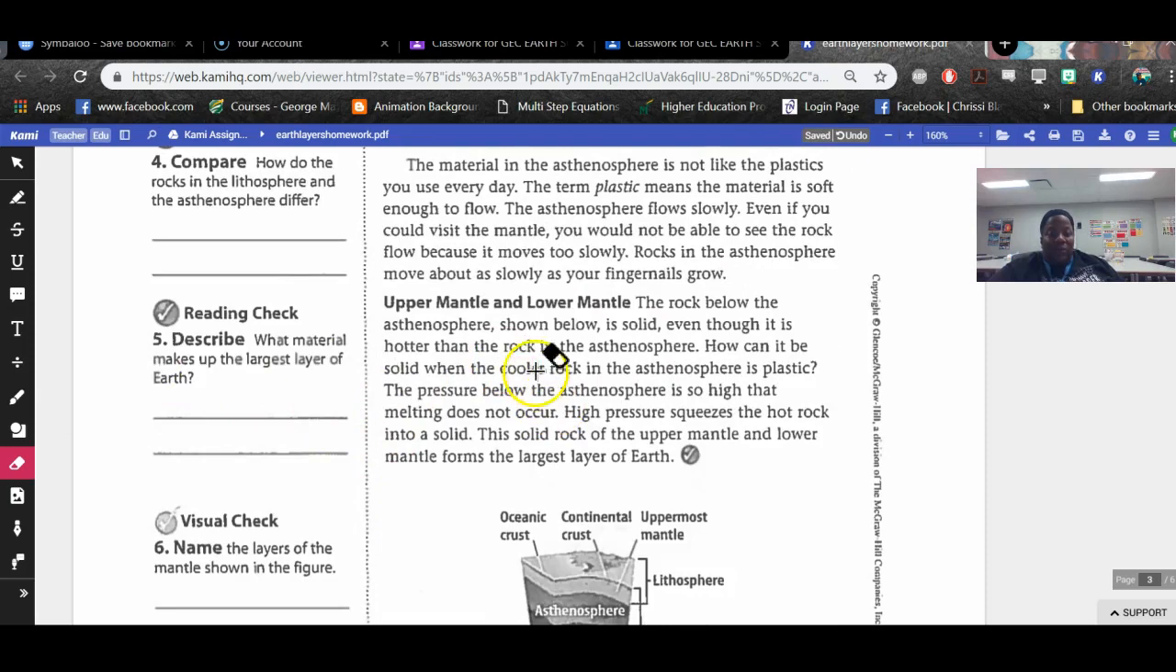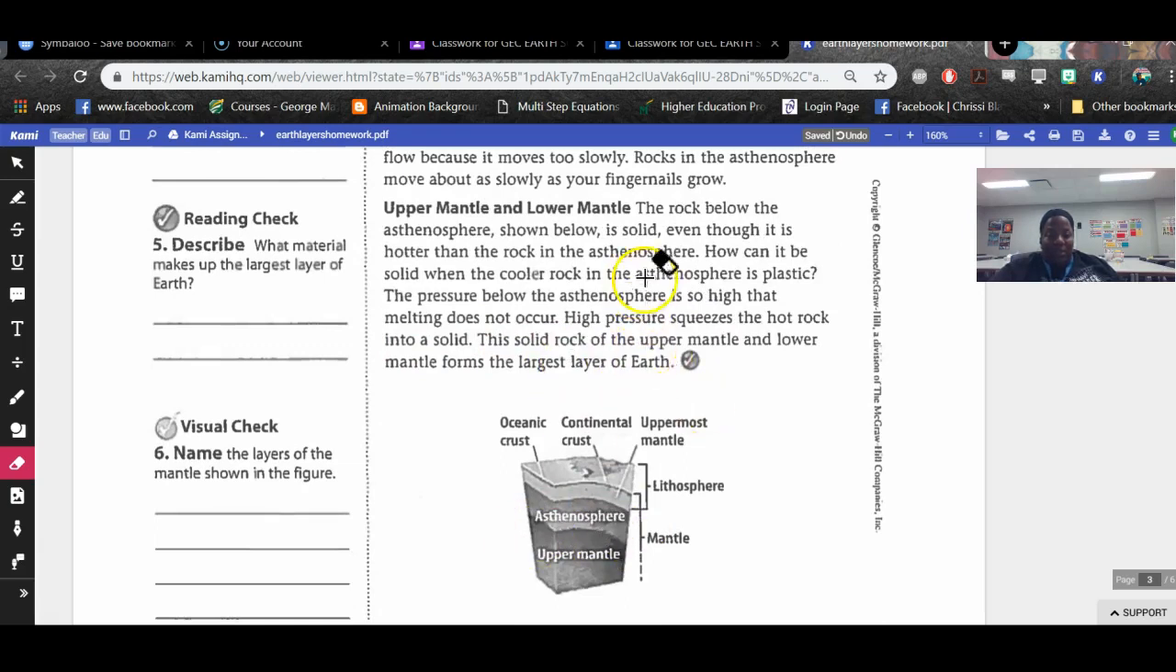Here we go. Upper mantle and the lower mantle. The rock below the asthenosphere is solid, even though it is hotter than the rocks in the asthenosphere. How can it be solid when the cooler rock in the asthenosphere is plastic? The pressure below the asthenosphere is so high that melting does not occur. High pressure squeezes the hot rocks into a solid. This solid rock of the upper mantle and lower mantle form the largest layer of the earth, which is known as the mantle.